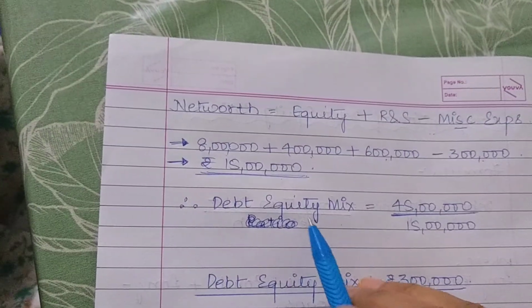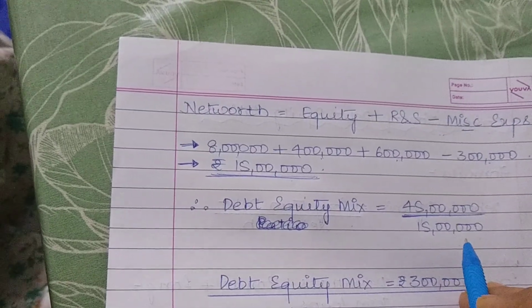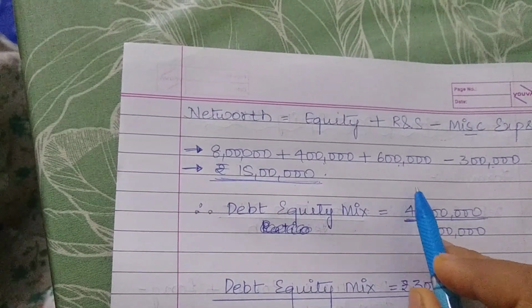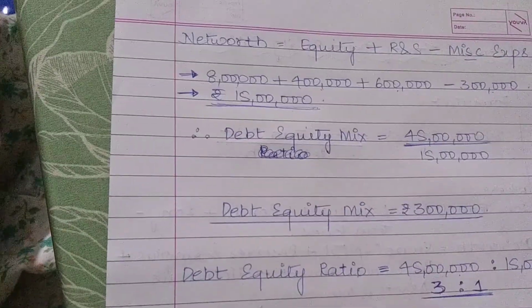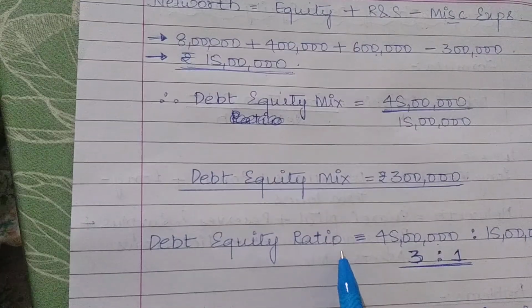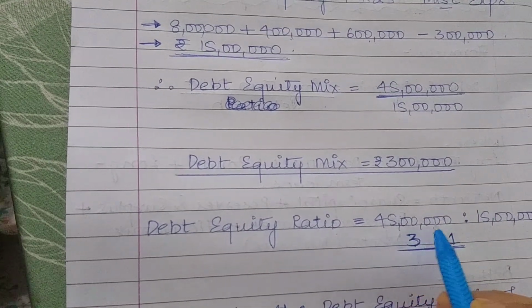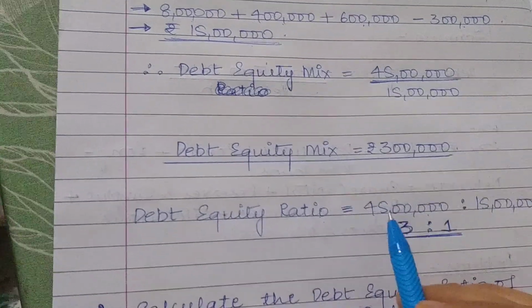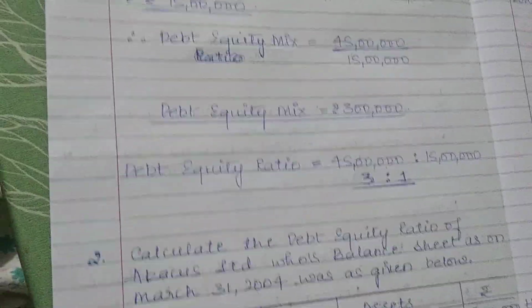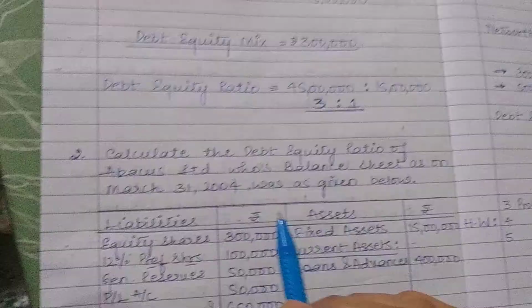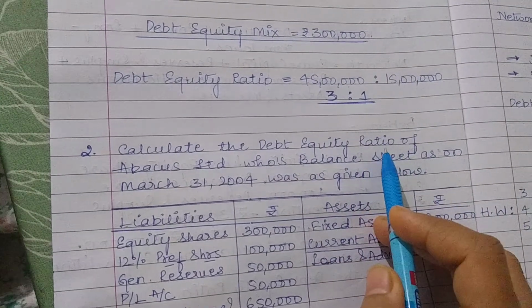Debt equity mix is equal to 45 lakh divided by 15 lakh. That is 15 ones are 15, 15 threes are 45. So your answer is 3. Coming to your debt equity ratio, it will be in the form of a ratio. That is long term debt is to your net worth, that is 45 lakh is to 15 lakh, that is 3:1.